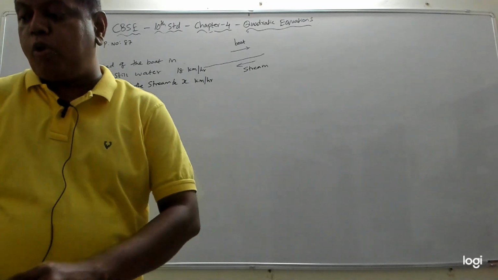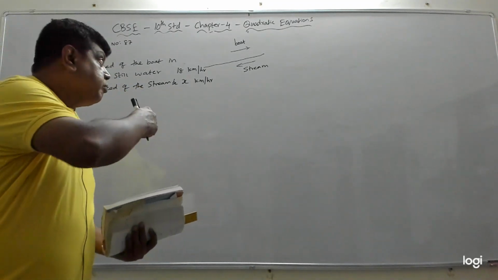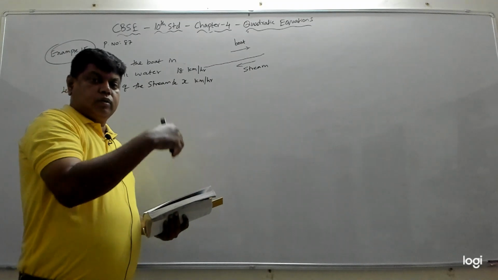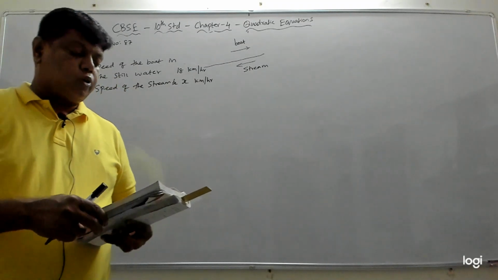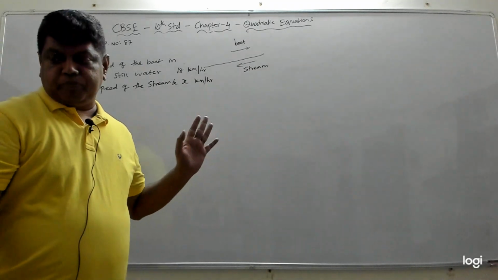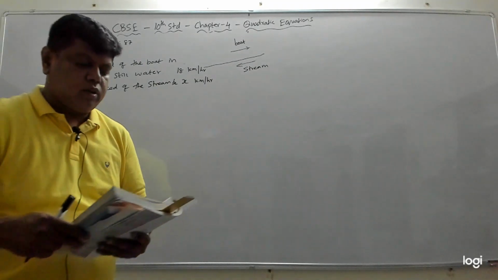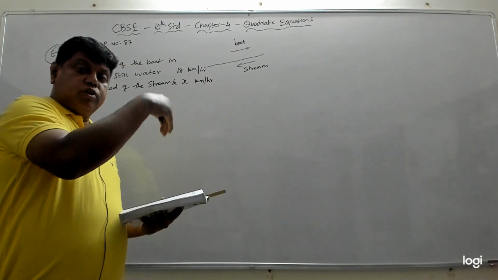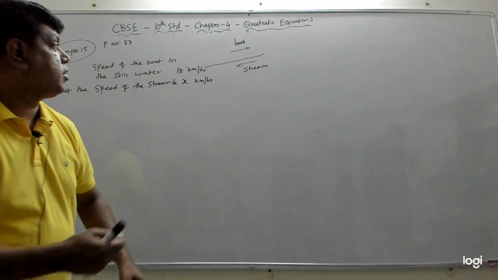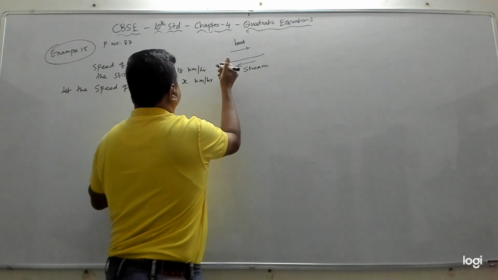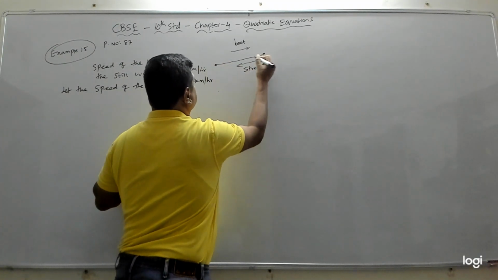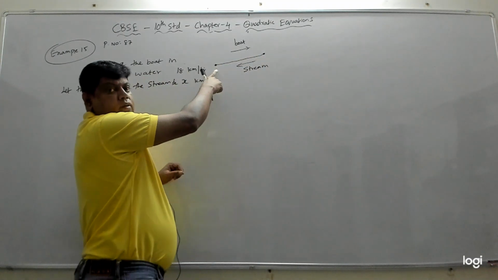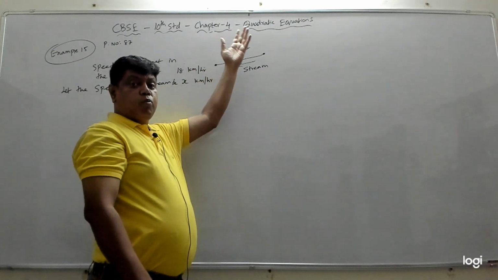Now what it says is, the boat takes 1 hour more to go upstream than to come back to the same spot by coming downstream, and the total distance is 24 kilometers upstream. Suppose the boat is starting from here, going from here to here. This is 24 kilometers. And then it returns back to the same point. But going upstream takes 1 hour more than returning back.